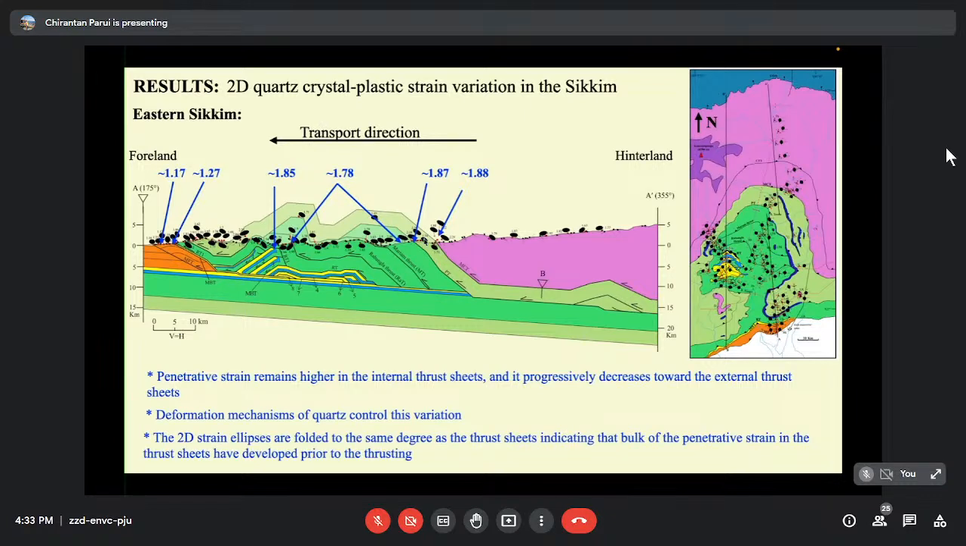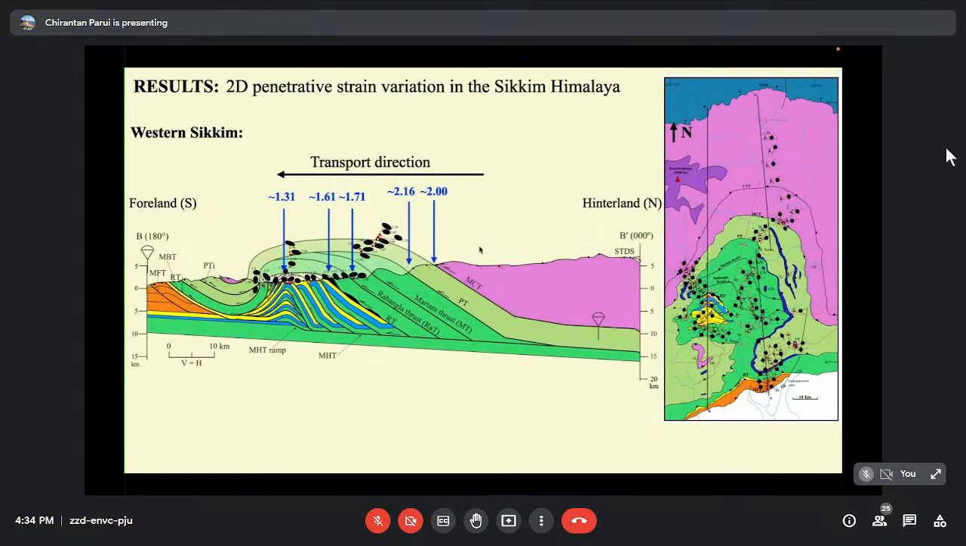And if you look at the 2D strain ellipses, you can see that they are folded along with the thrust sheets in which they lie to the same degree, indicating that they might have formed prior to the thrusting event. A similar trend I have also observed in the Western Sikkim transect, where the strain magnitude is decreasing towards the foreland, and the 2D strain ellipses are folded along with the thrust sheets in which they lie.